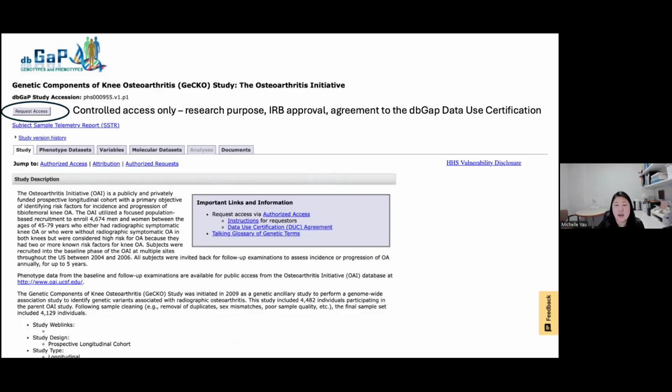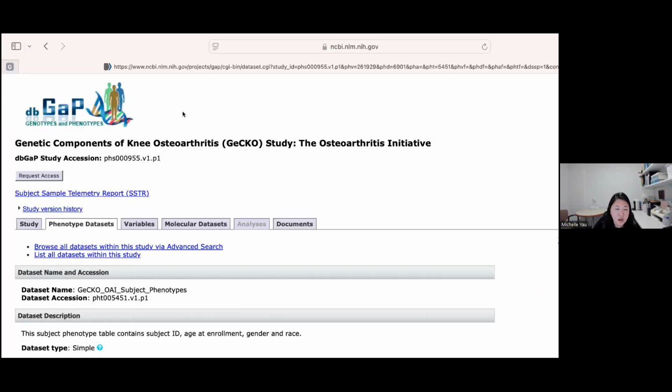You have to provide the purpose of your research, why you're using the data. You have to demonstrate that you have IRB approval to use these data, and also agree to the dbGaP data use certification. And I'll go over that a little bit more in the next few slides. One thing to note here is with the phenotypes in dbGaP, we only have the age, gender, and race. So you will have to go to the OAI knowledge base to pull the phenotypes, but then you can link these genetic data to the phenotypes in OAI.